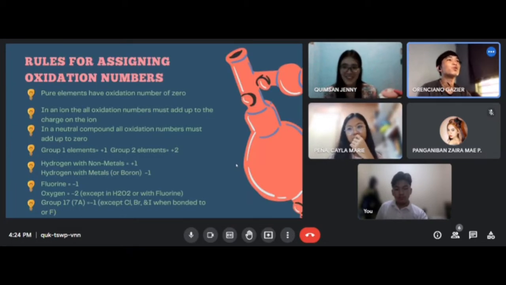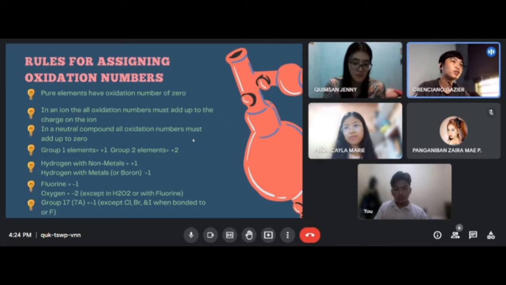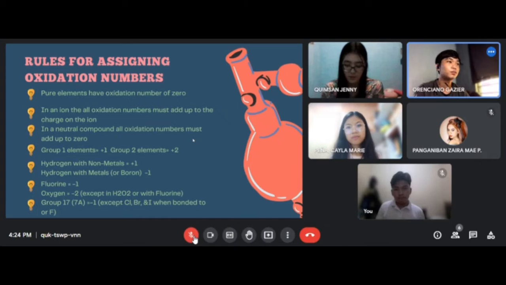So, rules for assigning oxidation numbers. Pure elements have oxidation numbers of 0. Rule number 2: in an ion, all oxidation numbers must add up to the charge on the ion. Rule number 3: in a neutral compound, all oxidation numbers must add up to 0. Rule number 4: Group 1 elements are equal to positive 1 and group 2 elements are always positive 2.